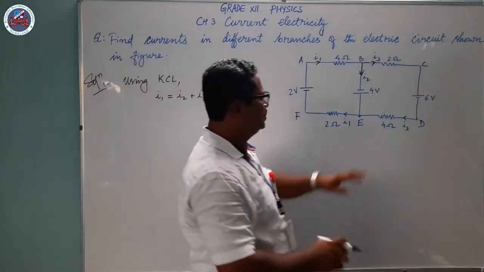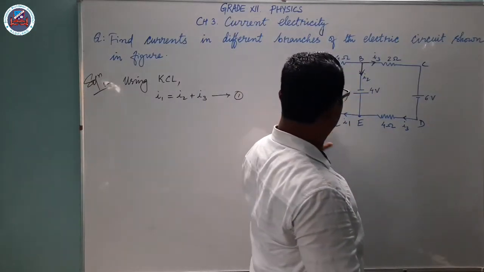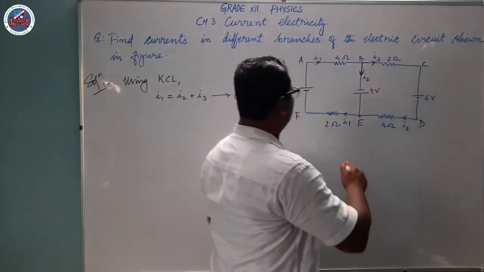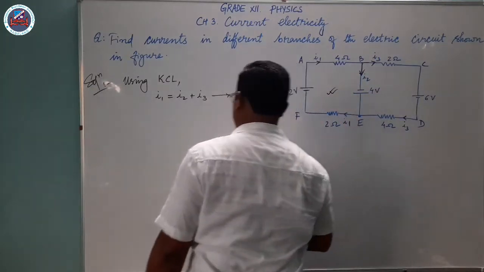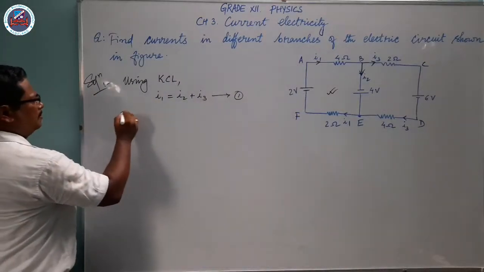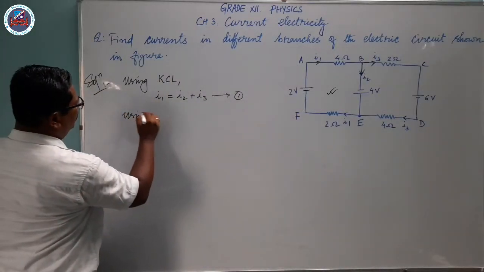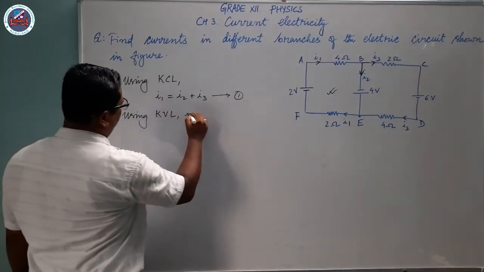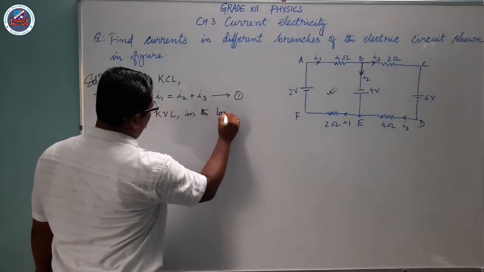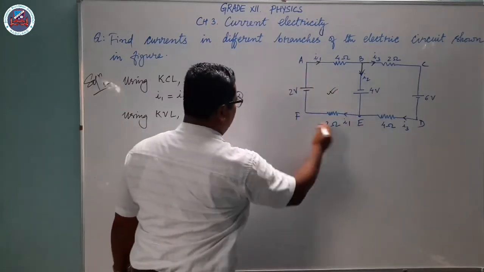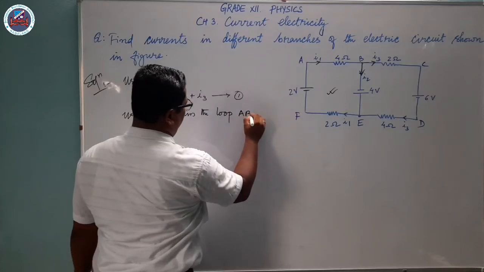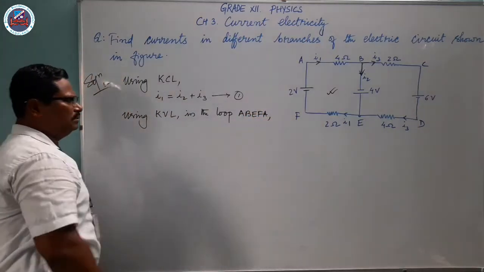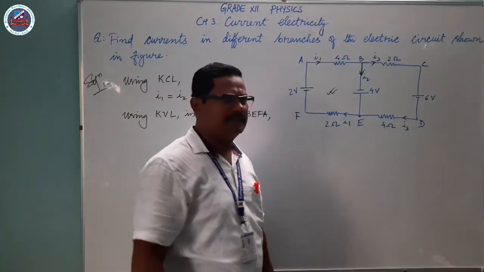Then let us go to the loops. There are two loops you can see here, A, B, E, F and B, C, D, E, B. One by one we shall do it. Let us take the first loop. Using Kirchhoff's voltage law, the second law, in the loop A, B, E, F, A, we can write down the sum of EMFs.